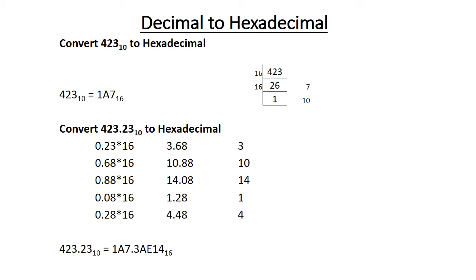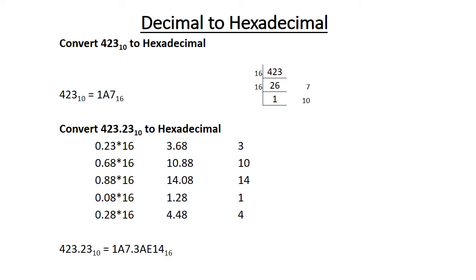It's not exactly divisible. Balance is 7. Now the 26 is divided by 16. It gives only one time and the balance is 10. And it is written in such a manner, you have to start from the last number. So 1, 10, 7. In hexadecimal, 10 is also known as A. Hexadecimal digits are 0 to 15, or in other words 0 to 9 and A to F. So A is 10. So 1A7 to the base 16.